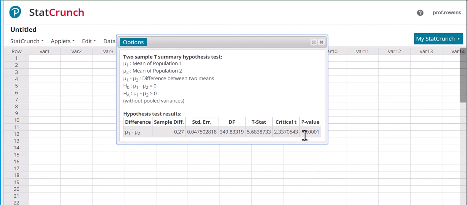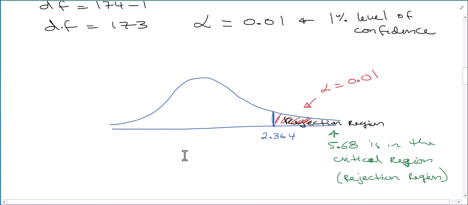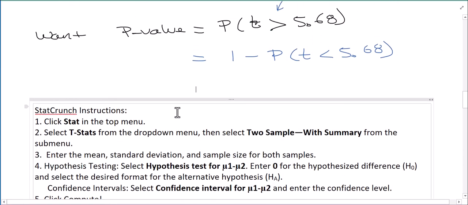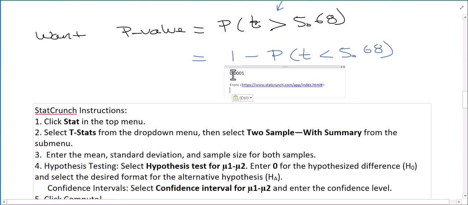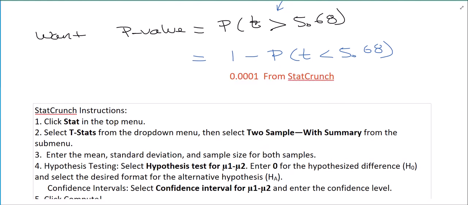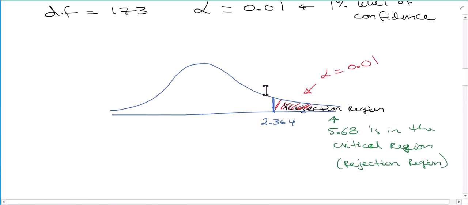Now notice our p-value. So this is what we want. The p-value is 0.0001. So that's what we're going to focus on for us to make a decision whether to reject or fail to reject the null. So let's note that p-value. I'm going to copy it and bring it back to our notes. So our p-value, we got it to be 0.0001. So we have 0.0001 from StatCrunch, and so now we compare with our alpha, and you make the decision.